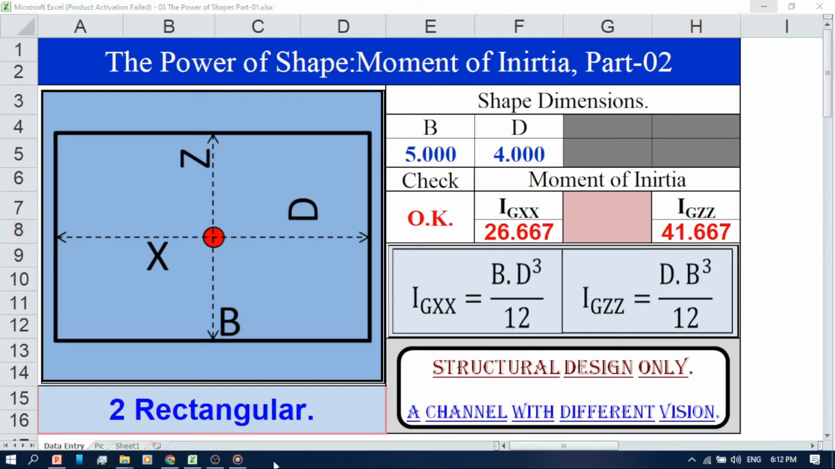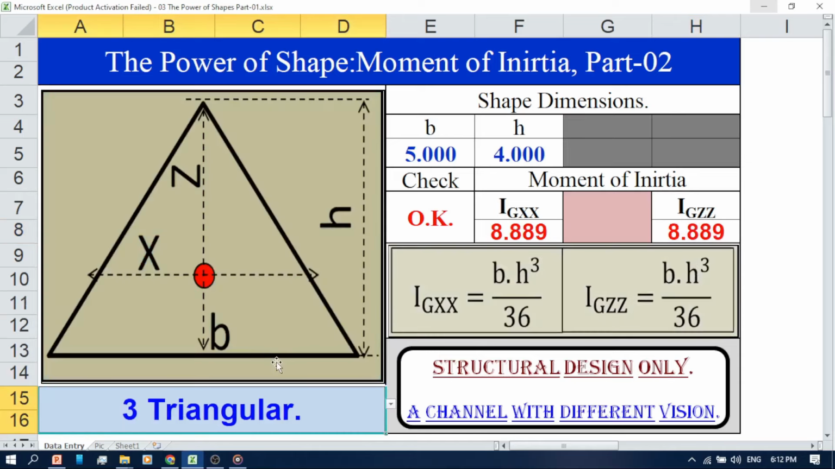and around the ZZ axis, IZZ equals 41.667. Now I am changing the shape from rectangular to isosceles triangle section. Once again, here the value of base b equals 5 and value of height h equals 4, so no problem. Now we are getting the values of IXX and IZZ, and the moment of inertia of the isosceles triangle section around the XX axis, IXX, equals 8.889, and around the ZZ axis, IZZ equals 8.889, and below this value you are watching the formulas.